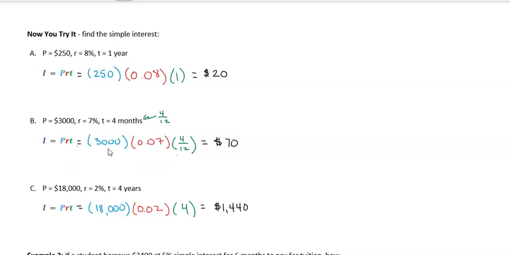And the way you would do that is 3,000 times 0.07 times 4 divided by 12, and then hit the enter key. All right, the last one, everything's the same. You're going to put 4 years as the time, and you get 1,440.